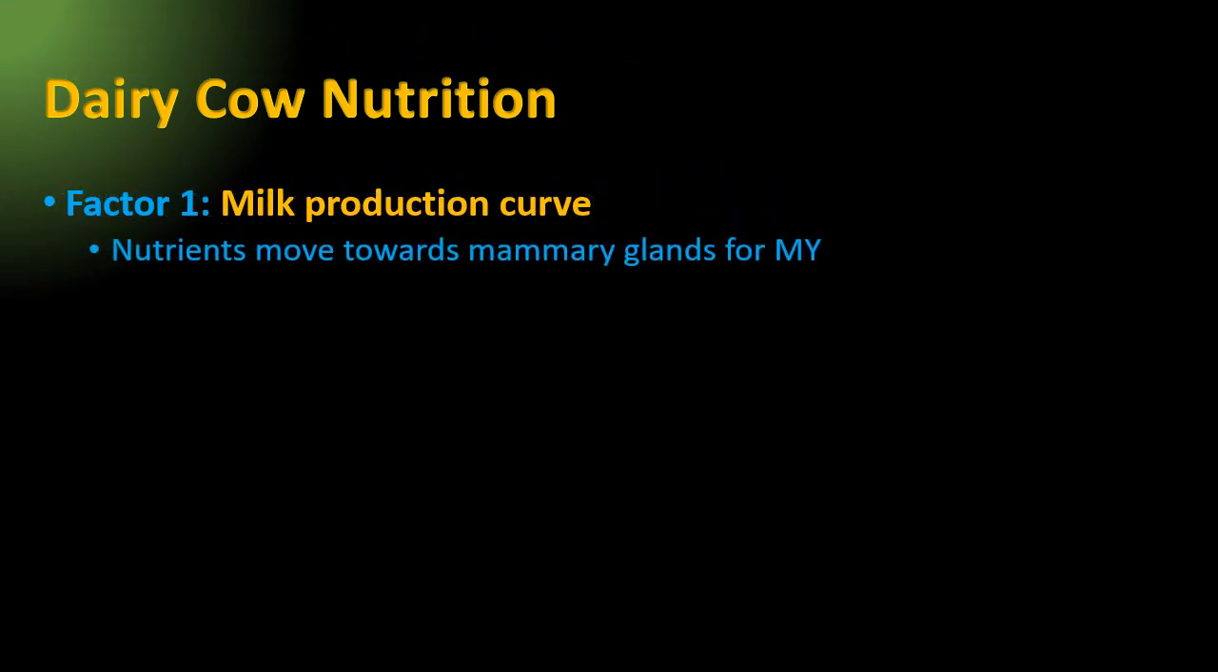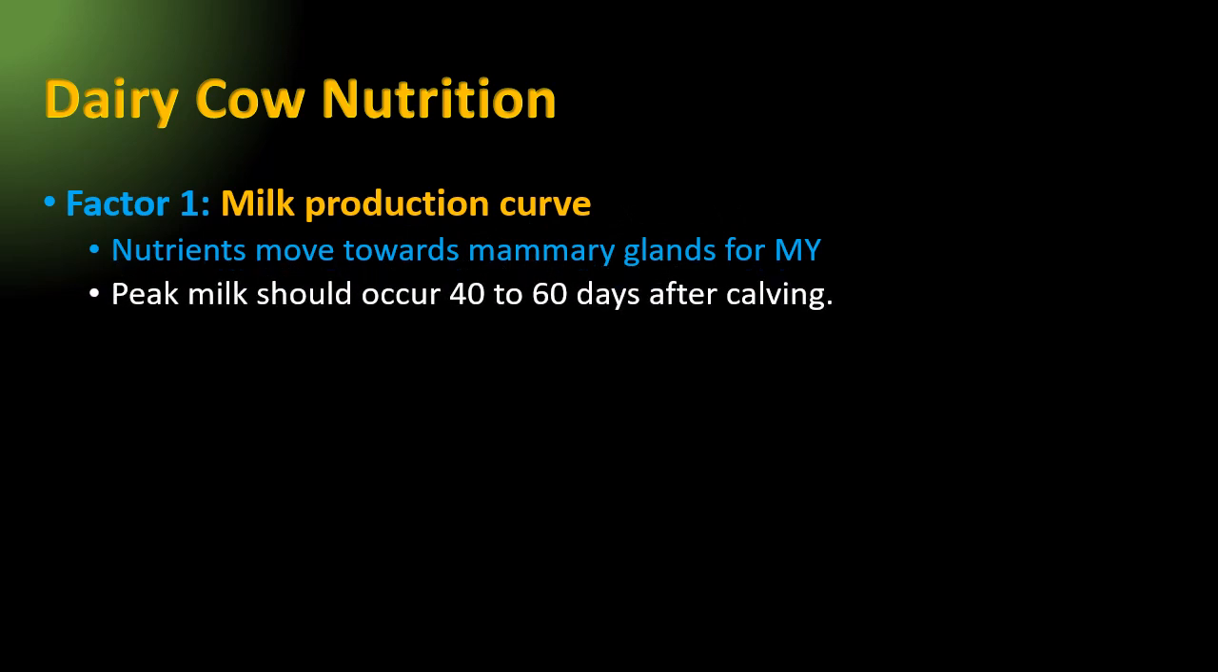The first factor is milk production. So look at the diagram. Look at the graph. The topmost curve is the milk production curve. Milk production drives nutrients, and nutrients move towards the mammary gland for the synthesis of the milk. Peak milk sets the lactation curve for cows. Peak milk occurs 40 to 60 days after calving.